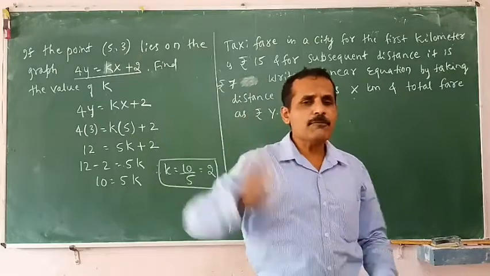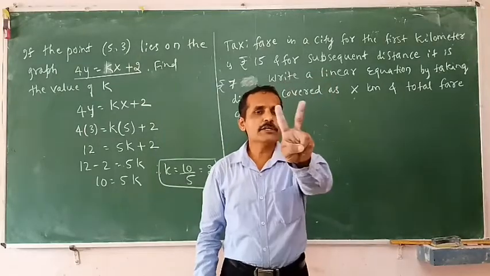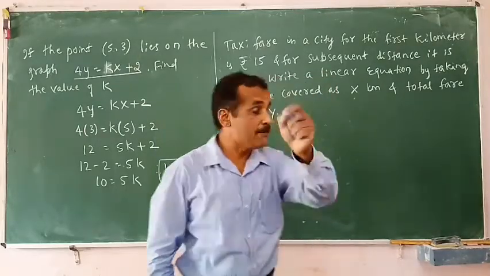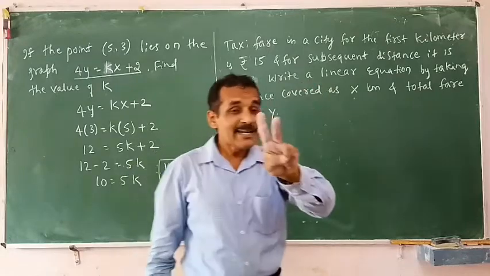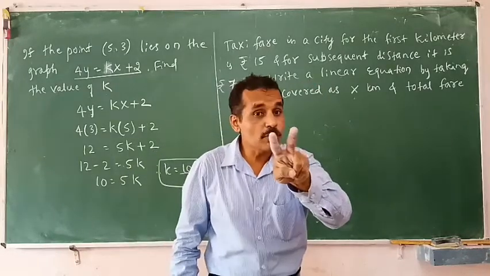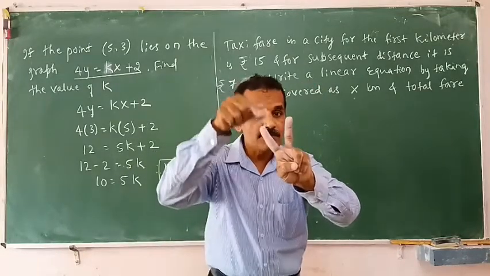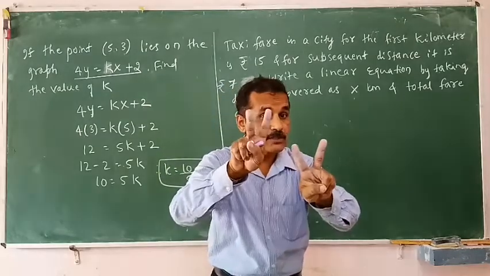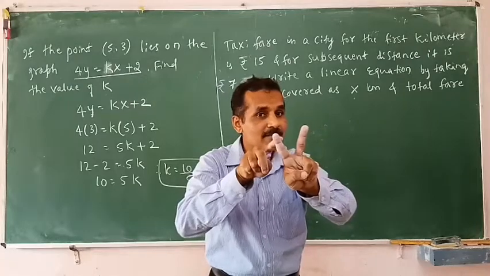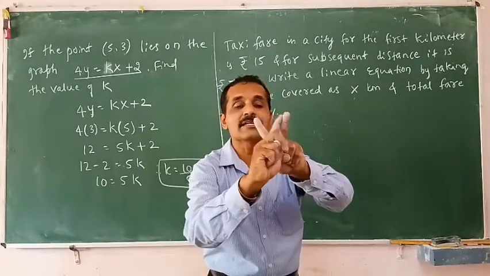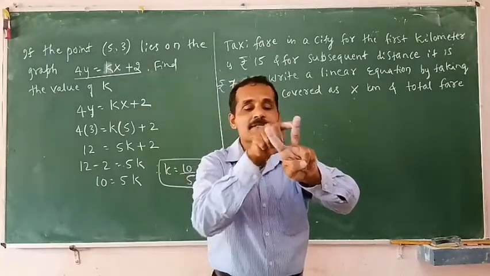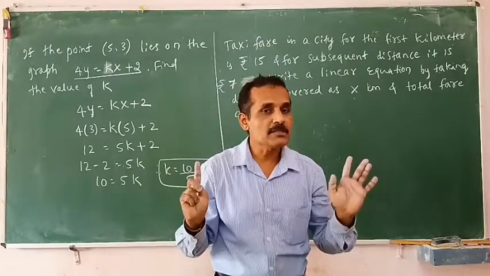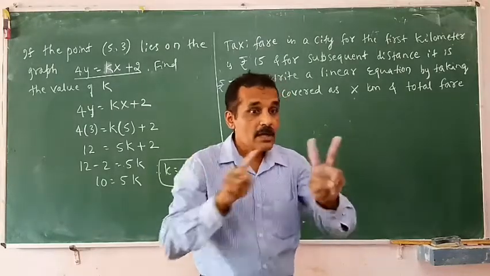Say for example, you have gone only 2 kilometers. Listen very carefully, that will help you in forming the equation. How much do you have to pay? First kilometer, 15. Even though you have traveled for 2 kilometers, the first kilometer is 15 and the next kilometer is 7. 15 plus 7, you have to pay 22 rupees. This is the way the problem has to be solved.